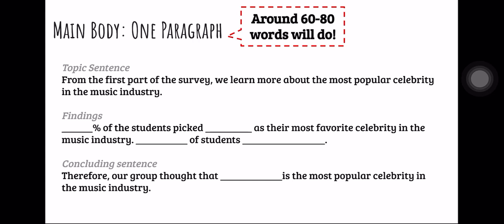Okay, after you finish presenting your findings, you will have one sentence to conclude the paragraph. As I said, rephrase the topic sentence to make it your concluding sentence. You can write like, therefore, a group thought that blah blah blah is the most popular celebrity in the music industry. Just one sentence and the paragraph. Alright? And you don't need to write a lot as well. Around 60 to 80 words will do. I'm sure if you try to explain all the findings in detail, you'll write more than 60 to 80 words.